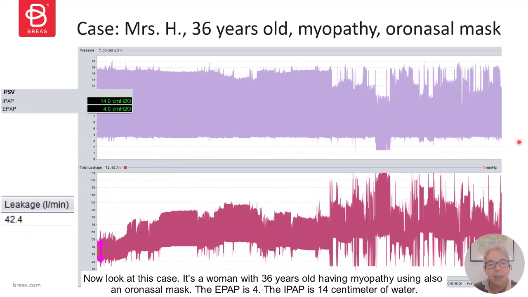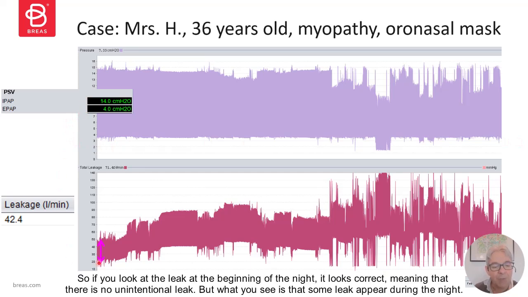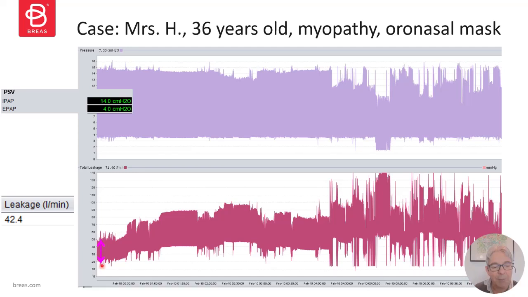Now look at this case. It's a woman, 36 years old, having a myopathy, also using an oronasal mask. The EPAP is 4, the IPAP is 14 centimeters of water. So if you look at the leak at the beginning of the night, it looks correct, meaning that there is no unintentional leak. But what you see is that some leak appears during the night, okay?